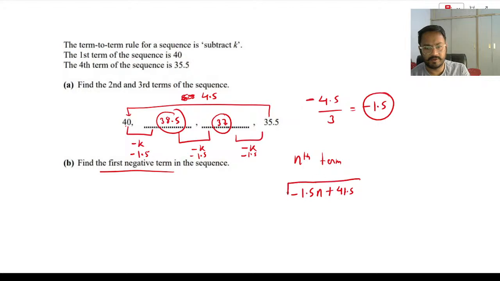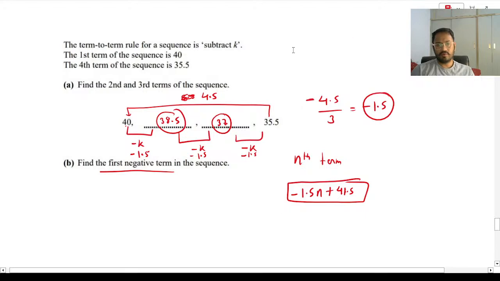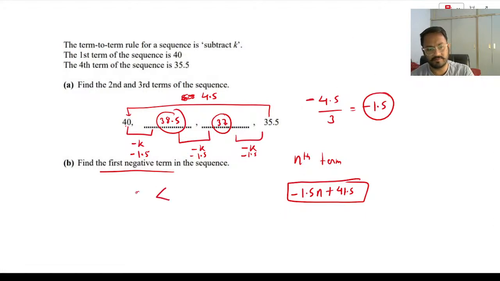41.5, right? That way you can get the n term rule. So now we want the first negative term. Which term will be the negative term? We can write it like this: which term of this sequence will be less than 0? This is the question. So which term will be less than 0?